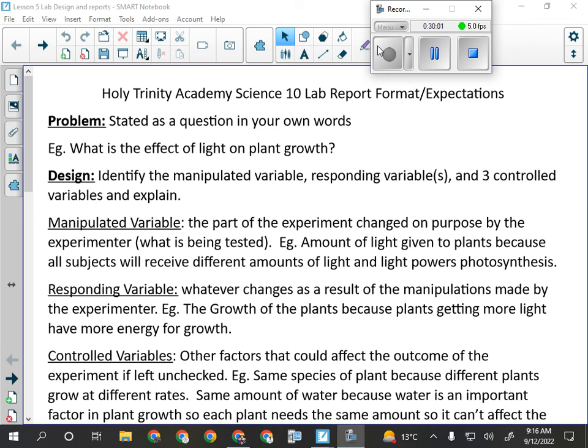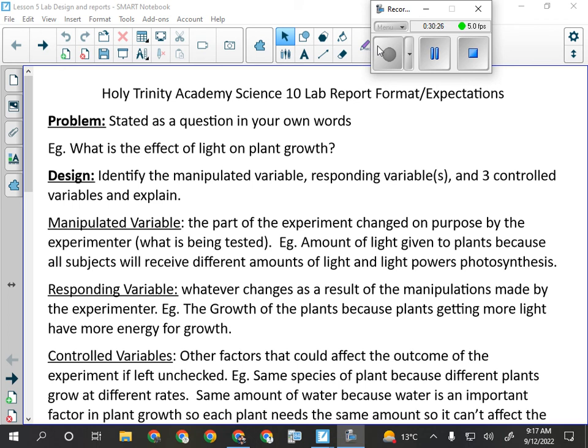All right, so from there, I have a design. The design tells the person who's reading my lab report, these are the things that were changed, these are the things that were observed, and these are the things that had to be kept the same or controlled throughout the experiment so that the experiment could be valid. Okay, so we're looking at the three kinds of variables here.